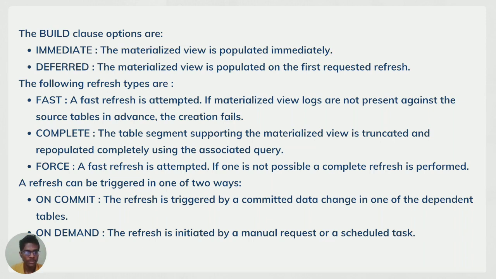And there are refresh types. There are three types of refresh: fast, complete, and force. Let us discuss them one by one. Fast: a fast refresh is attempted. If fast materialized view logs are not present against the source table in advance, then creation fails. Complete: the table segment supporting the materialized view is truncated and repopulated completely using the associated query. Force: a fast refresh is attempted, and if one is not possible, a complete refresh is performed. Then we will use force.